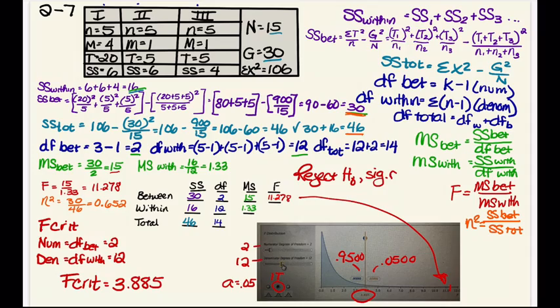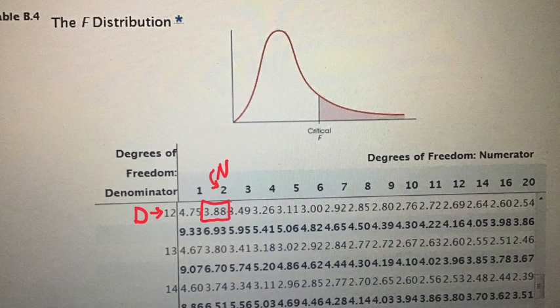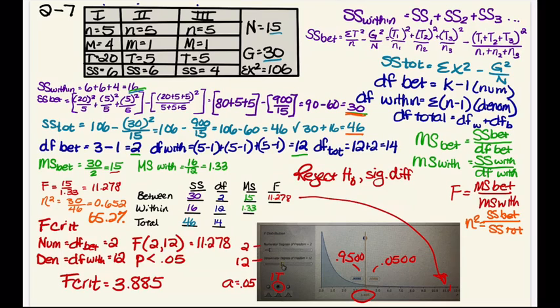You can also find the critical F value by looking in the text in Appendix B, Table B4, the F distribution, and crossing the numerator and denominator, and you'll come up with the same value. We describe our findings by saying the analysis of variance showed significant mean differences among the three treatments. F(2, 12) = 11.278, p < 0.05, and eta squared equals 0.652.